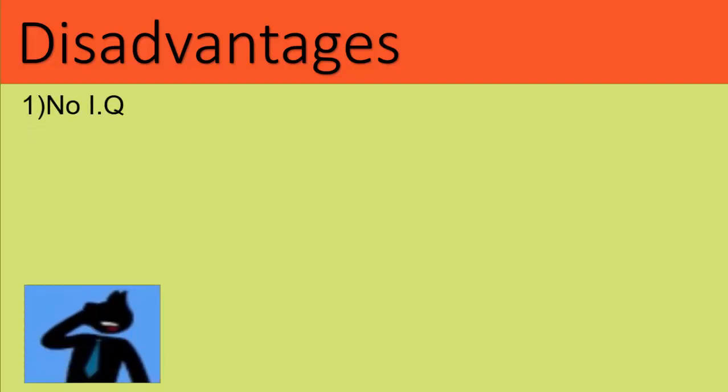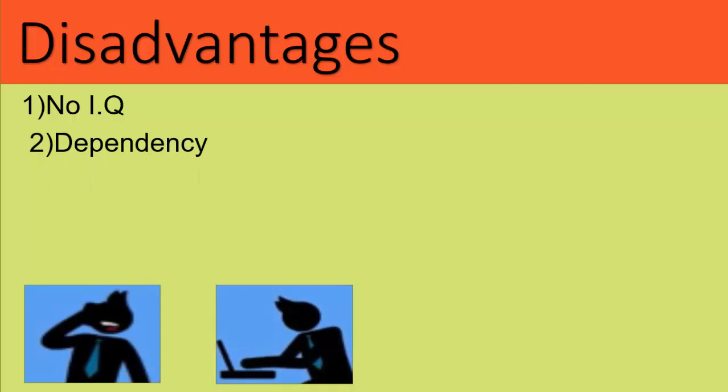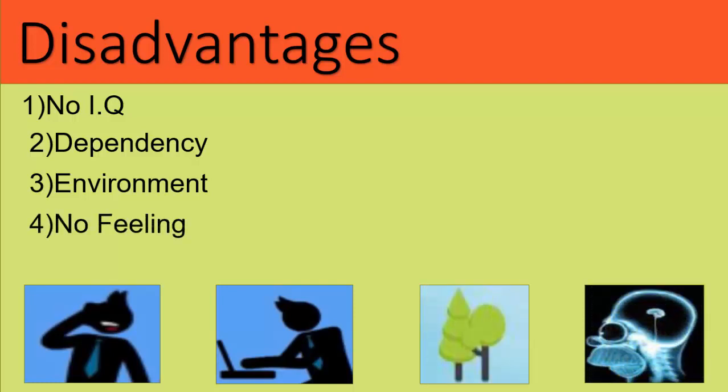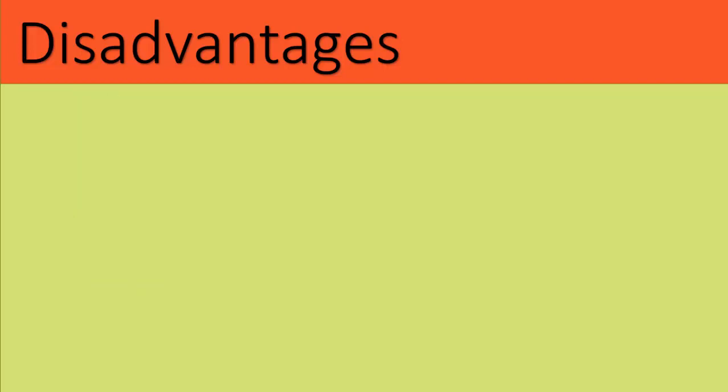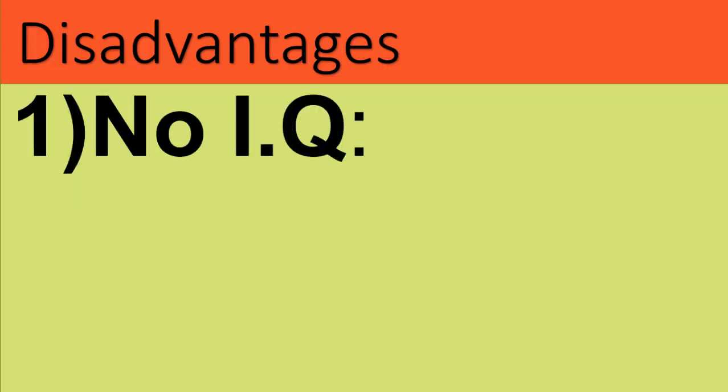Let's discuss the disadvantages of the computer. Students, computers also have a lot of disadvantages, but we will mention four of them here. The first disadvantage of the computer is no IQ, or no intelligence quotient, and the next one is dependency, and the third disadvantage of the computer is environment, and the next one is no feeling. Okay, we will explain all of them one by one.